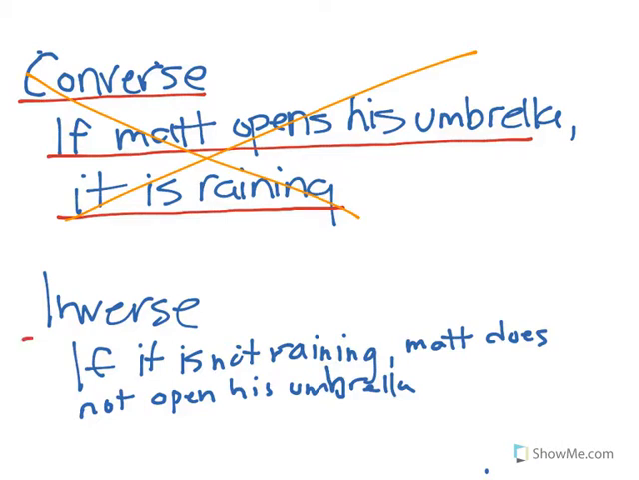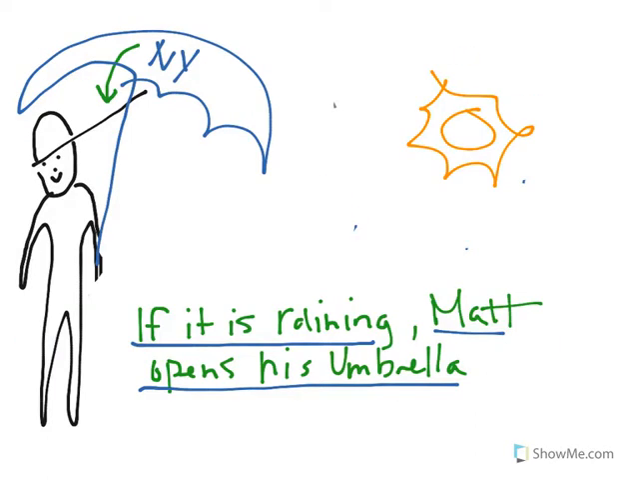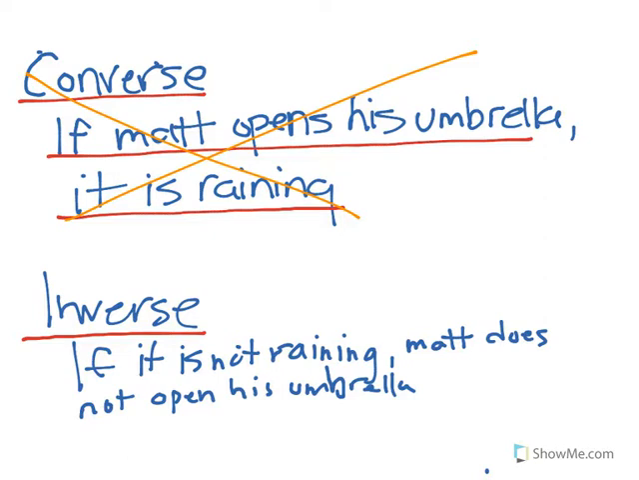Let's take a look at the inverse, where we just negate the beginning and the ending. If it is not raining, Matt does not open his umbrella. Well, our statement right here says that's not necessarily the case. Matt, hey, come back here, Matt. There we go. If the sun was out, he opened his umbrella. So if it is not raining, Matt does not open his umbrella is not necessarily a true statement as well.